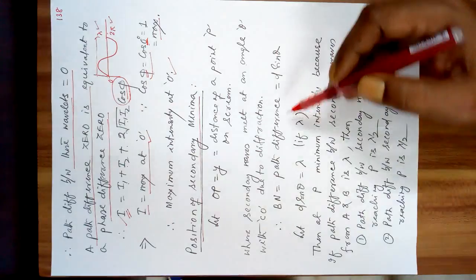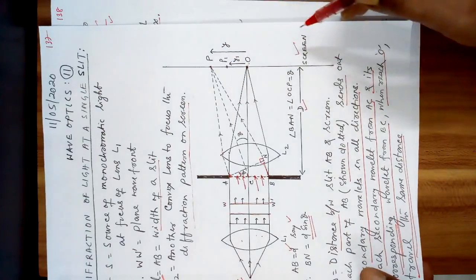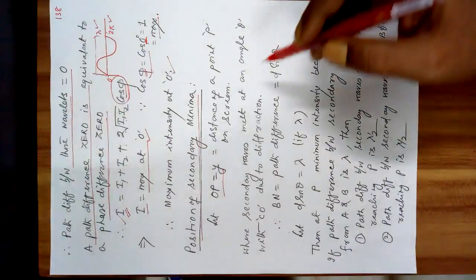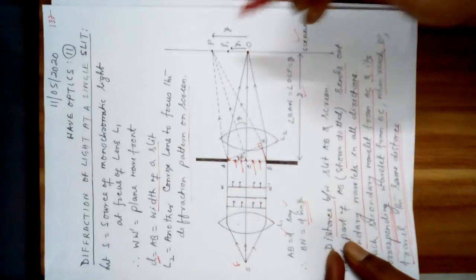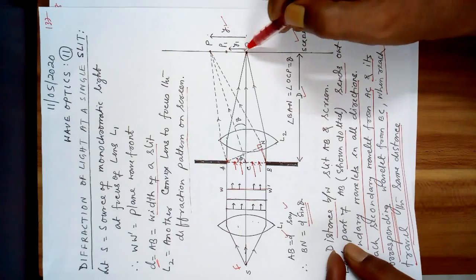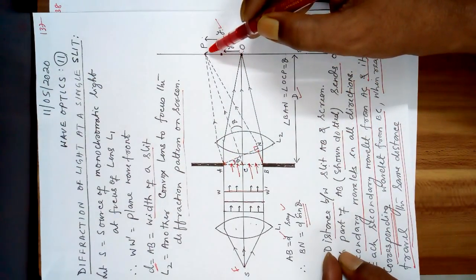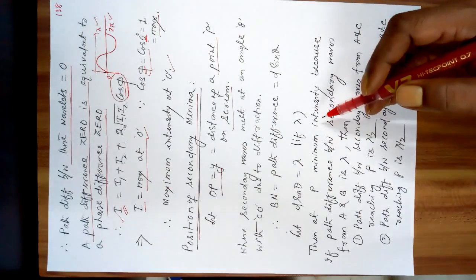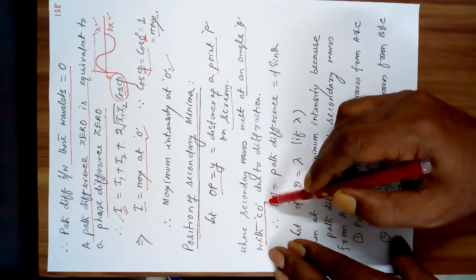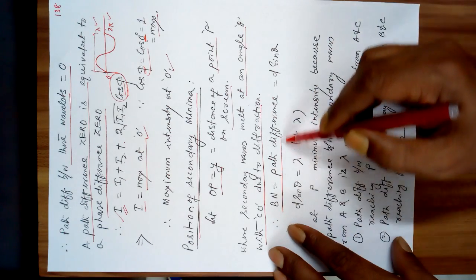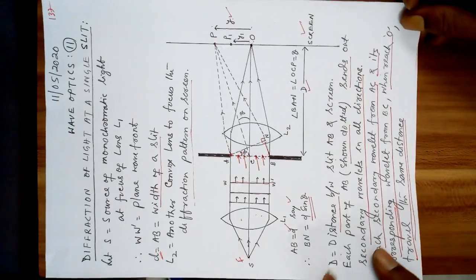Now look at the diagram. Let OP be equal to Y. Let the distance from O to P be Y along the Y axis. P is a point on the screen at a distance Y from O. Now look at the wave, it's traveling here, shown dotted. When secondary waves meet at an angle theta with CO due to diffraction, the path difference is equal to d sine theta. D sine theta, that I just explained.